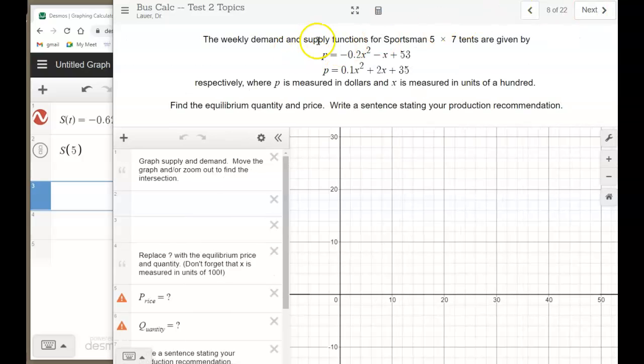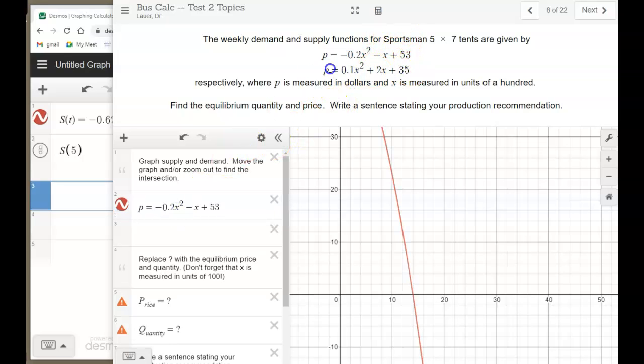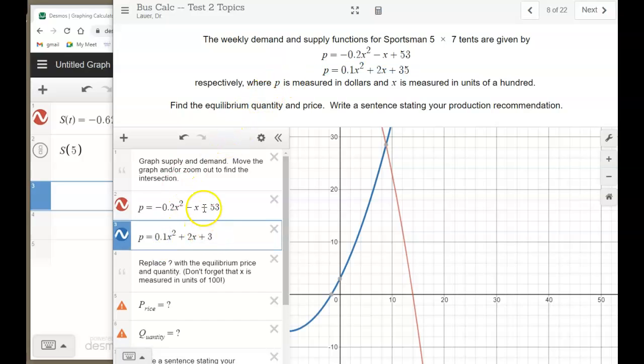The weekly demand and supply functions are given here. So this really is graph the supply and demand. I won't put these down on the test, so you'll have to put those in yourself. So you're going to graph the supply and demand. So I have P equals for the second one. And then I need to know what happens here.